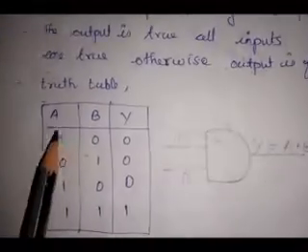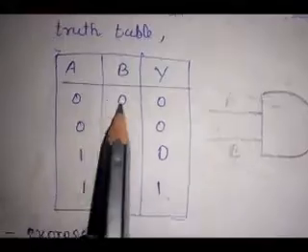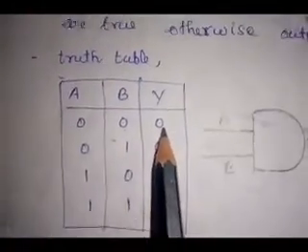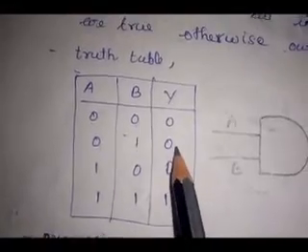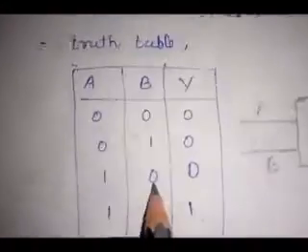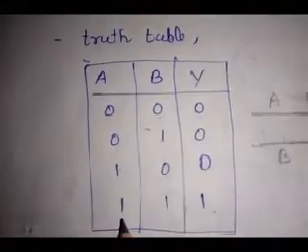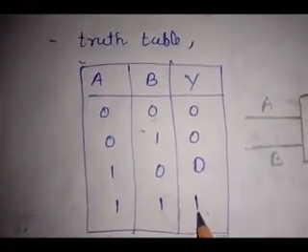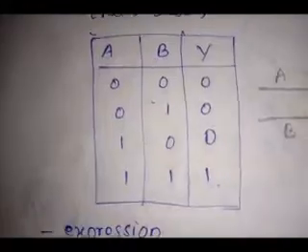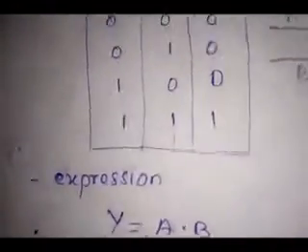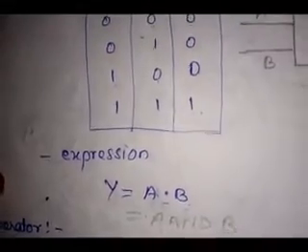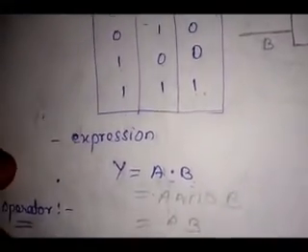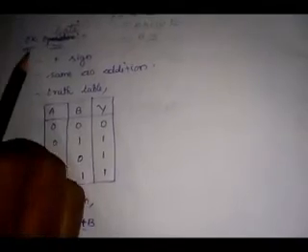The truth table we already studied. A and B is 0 and 0, we will get the answer 0. 0 and 1, we will get the output 0. 1 and 0, we will get the output 0. 1 and 1, we will get the output 1. Its expression we studied: Y is equal to A into B. Otherwise we can write A and B. Otherwise we can write A, B. Is it?